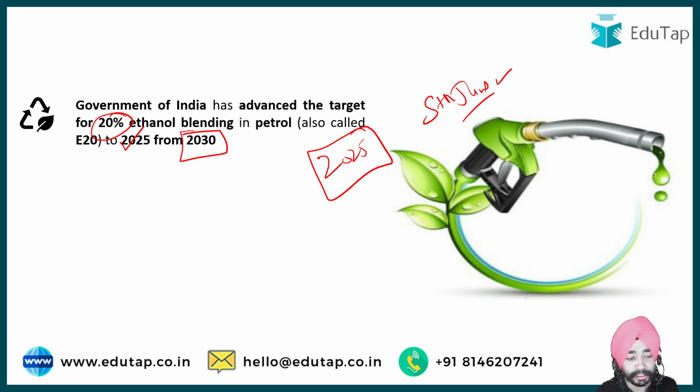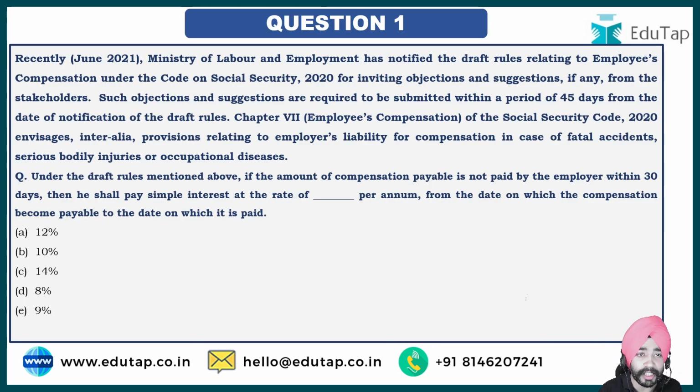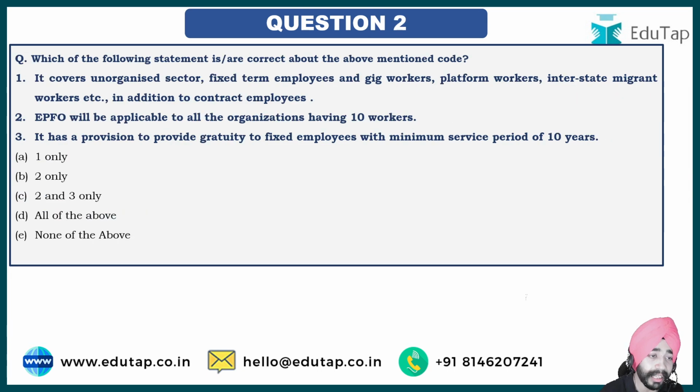So that brings us to the end of the session, guys. Now the most important thing is the practice MCQs. So topics we have revised, now practice MCQs. The first important topic is on the code. The first is we know 12% simple interest will be paid. Then the other important thing is the correct statement you have to tell me. So it covers unorganized sector, that is again right.